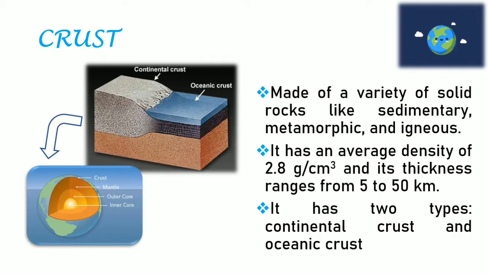So what is the difference between the two types? First, the continental crust is found under large land masses or continents. It is older and thicker, and it is made up of granite rock. On the other hand, the oceanic crust is found under the oceans, it is younger and thinner, and it is made up of basalt rock.